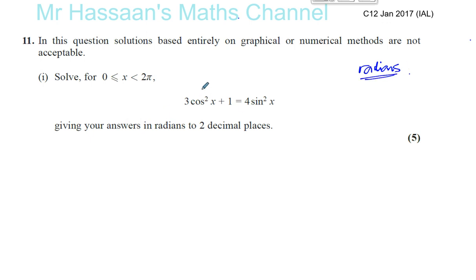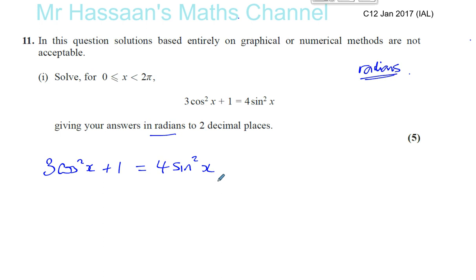3 cosine squared x plus 1 equals 4 sine squared x. Give your answer in radians to 2 decimal places. Okay, so now we've got to solve this equation: 3 cosine squared x plus 1 equals 4 sine squared x.